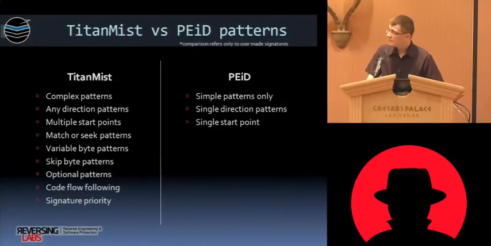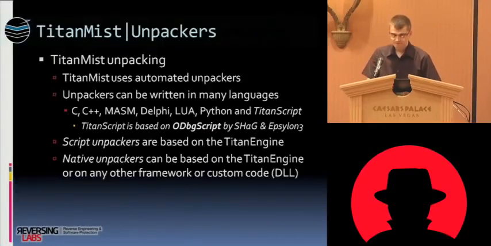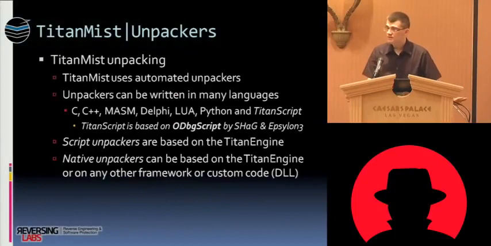So we can either seek or match patterns with the TitanMist. We have variable byte patterns. We can skip some bytes. We have optional patterns. We can follow the code flow, and we have signature priority. So that's the difference between our project and what's publicly available now. So of course, that was the identification part.